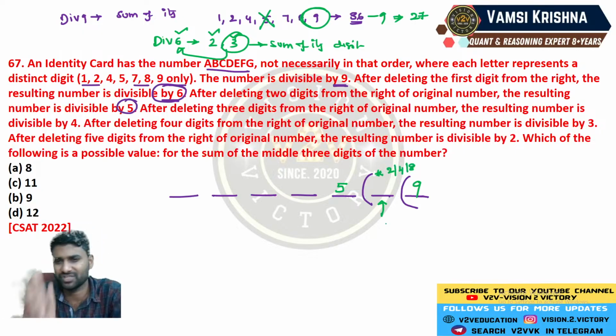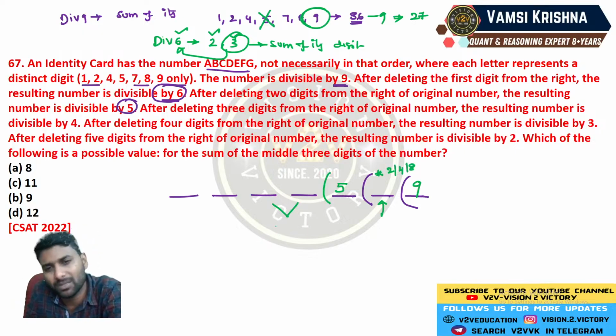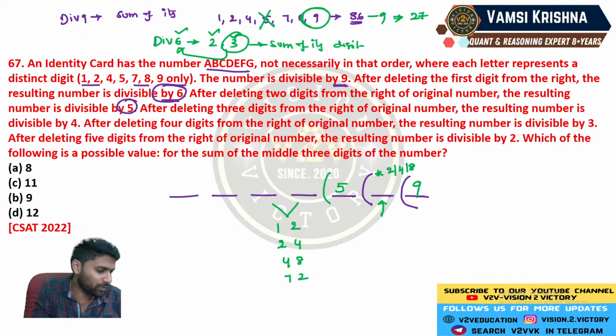Now, we are not sure which number we have to replace. Now again, if we take this one, it is divisible by 4. Divisible by 4 means the last two digits are divisible by 4, then the entire number is divisible by 4. Now, what are the possibilities here? Either 12, 24, 48, 72. These are the four different possibilities for that position.